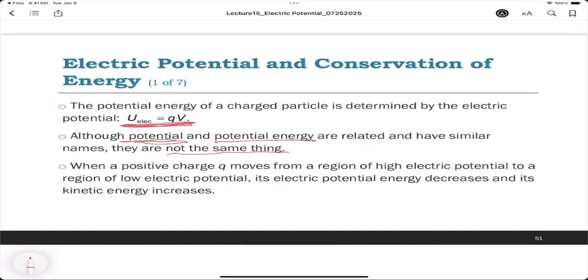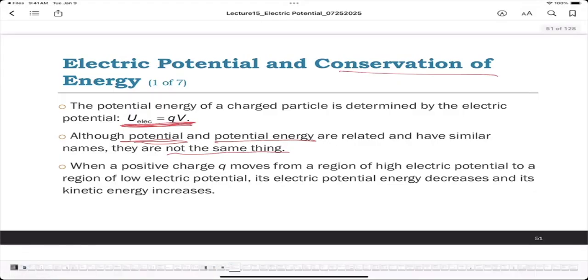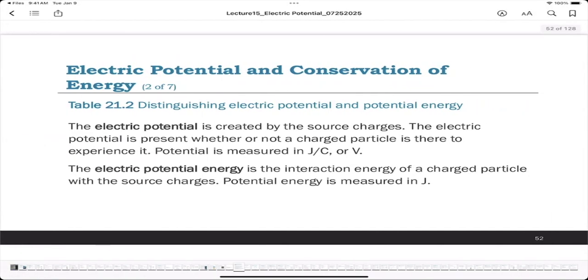When a positive charge Q moves from a region of high electric potential to a region of low electric potential, its electric potential energy decreases and its kinetic energy increases. This is conservation of energy. There is a table distinguishing electric potential and potential energy.